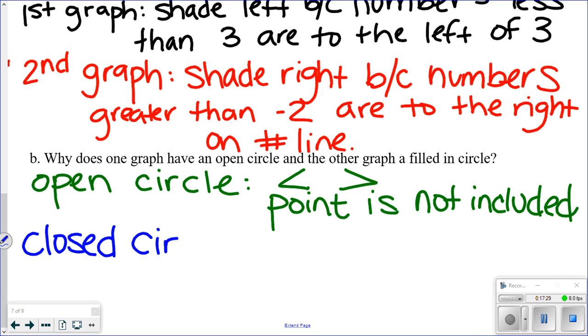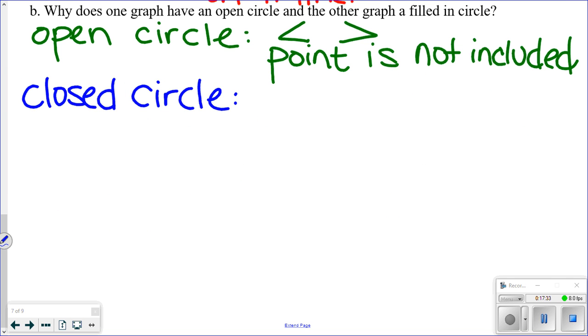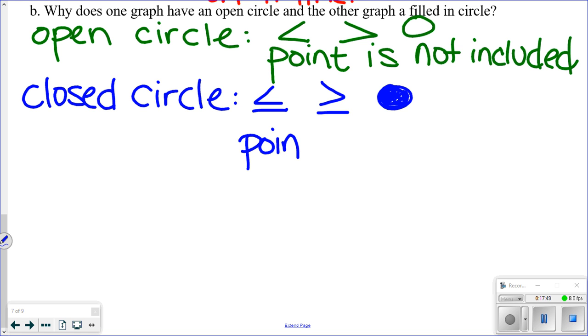A closed circle is when we have less than or equal to or greater than or equal to. So this will be a closed circle. Fill it in, color it in. This one is open. This means that point or that number is included. It is an answer. We are equal to it.